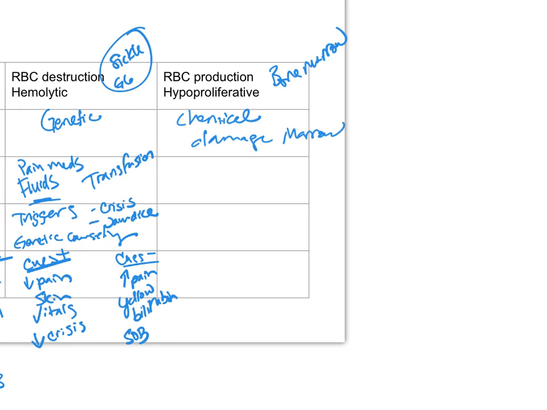But with destructive, we're talking about the genetic, where those cells are breaking down. Yeah. What are we going to do? I could do a bone marrow transplant. What else? Transfusions. Yeah, EPO. Try to stimulate it. Okay.